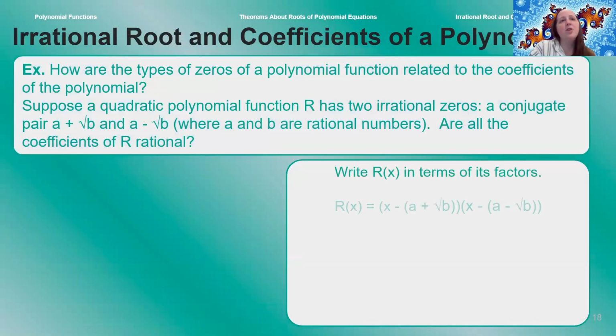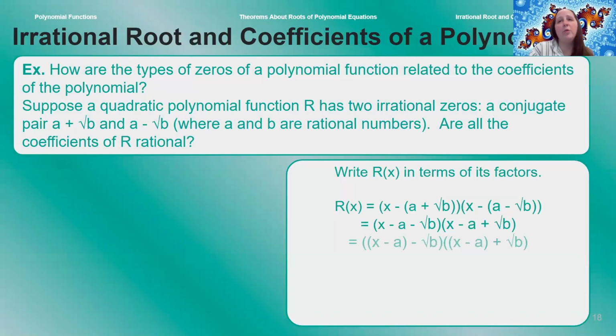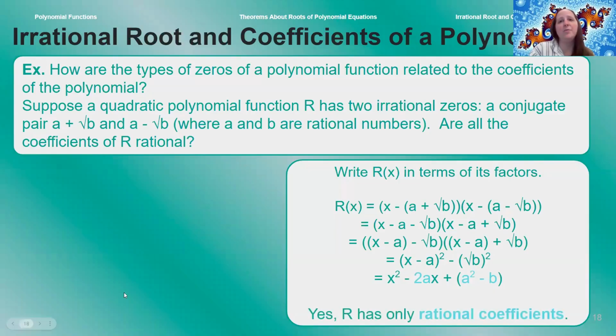Okay, suppose a quadratic polynomial function r has 2 irrational zeros, a conjugate pair a plus square root of b and a minus square root of b, where a and b are rational numbers. Are all the coefficients of r rational? So in this case, yes, all of the coefficients are rational.